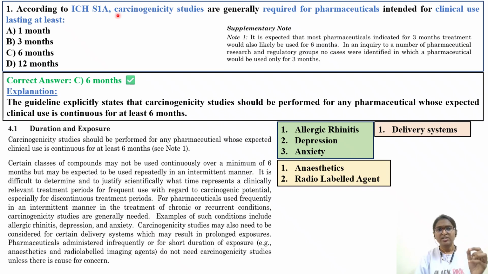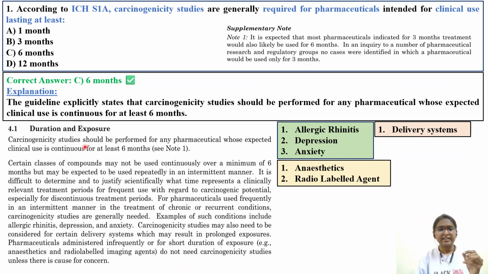So according to ICH S1A, carcinogenicity studies are generally required for pharmaceuticals intended for clinical use. So what should be the clinical use duration you need to see? Option A is 1 month, option B is 3 months, option C is 6 months, option D is 12 months. The right answer will be in the green text, that is 6 months. So if a pharmaceutical is used for at least 6 months in the patient, then definitely you need to have a 2 year cancer study in mice and rat.